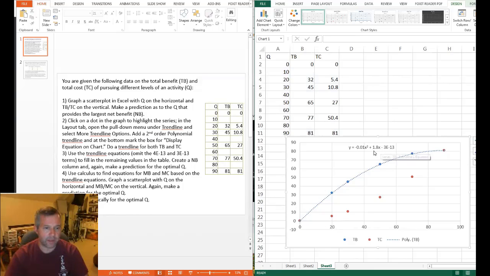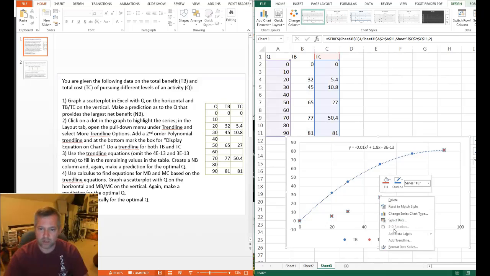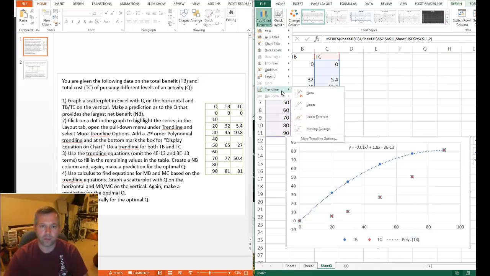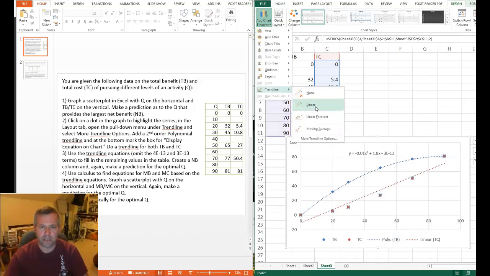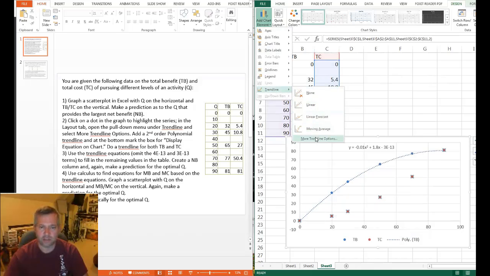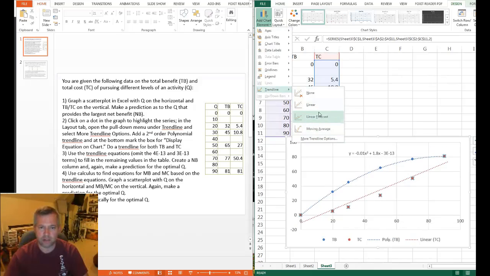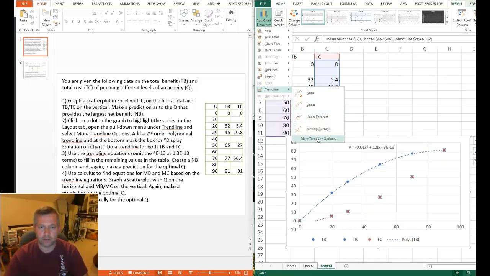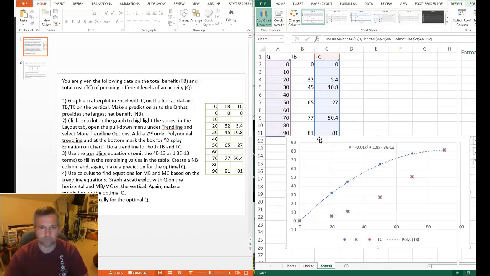Do a trend line for both total benefit and total cost. So here's my total cost set of dots, and I'll do it the other way this time. Instead of right-clicking on a dot and doing the add trend line way of doing it, I will have all my dots clicked still, and I'll go up to design. Well, it's already selected. Add chart element, trend line. And there's nothing really here yet. I don't really want the linear, so I'll just go to more trend line. It doesn't have second degree polynomial in this list right here.